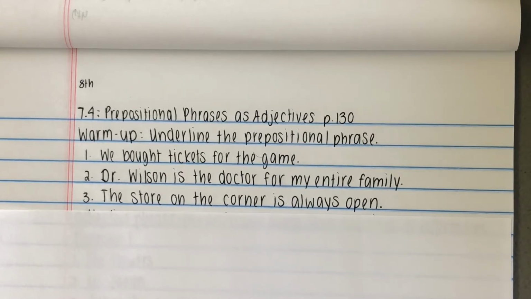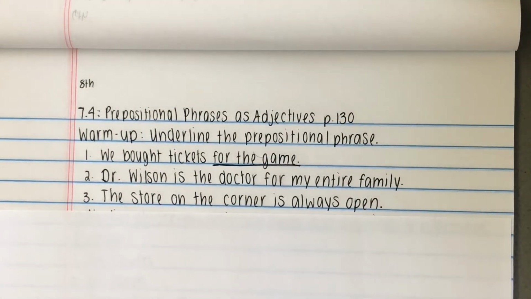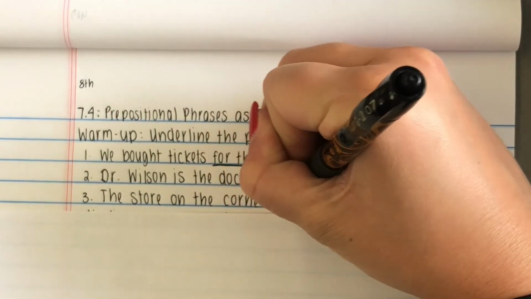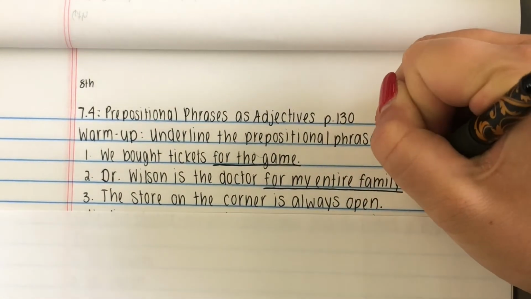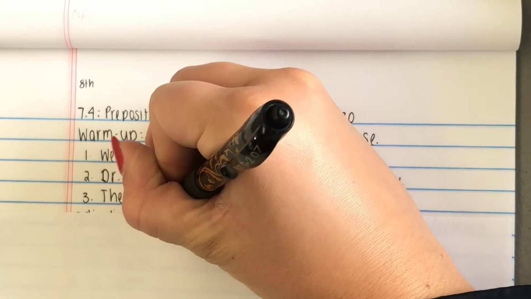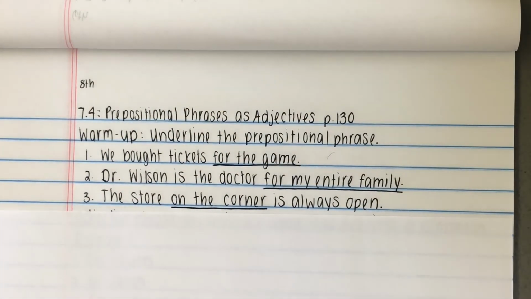For number 1, you are correct if you underlined for the game. For is showing the relationship of why you bought the tickets, or for what you bought the tickets. Number 2, you're correct if you put for my entire family, because that shows the relationship of who the doctor is a doctor to. And number 3, you are correct if you underlined on the corner. That shows position, that shows where the store is.